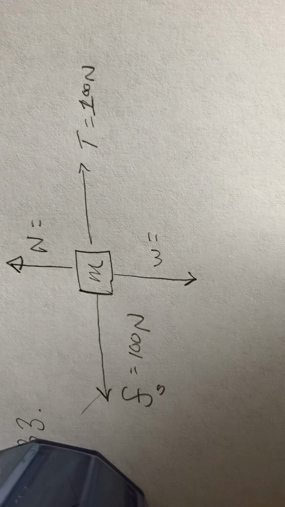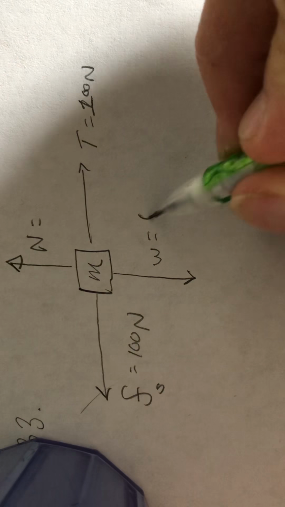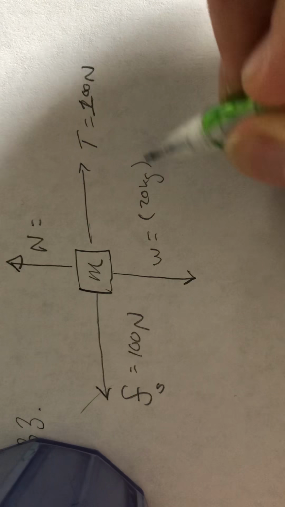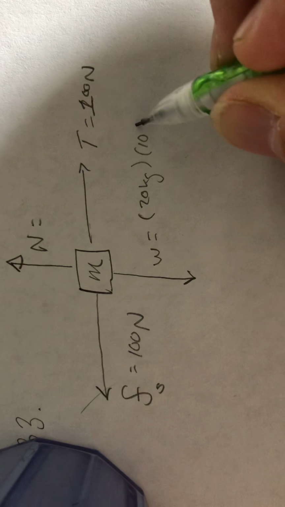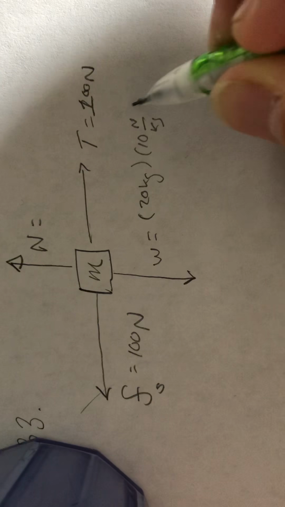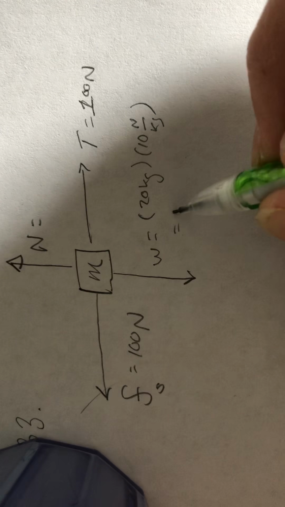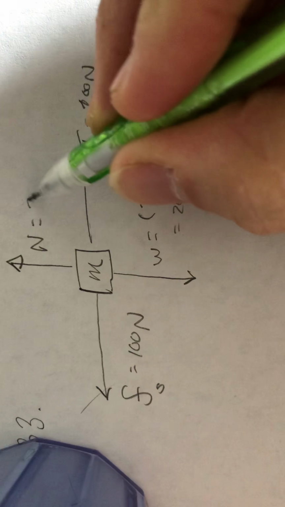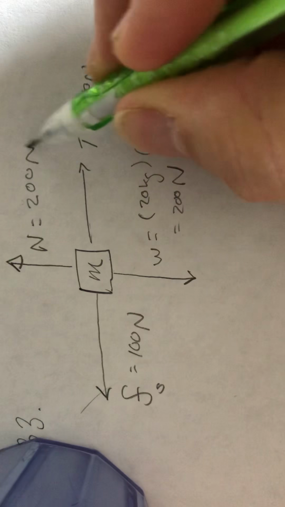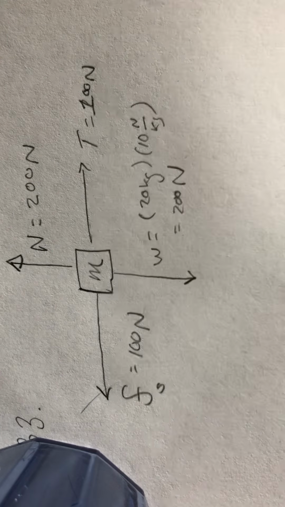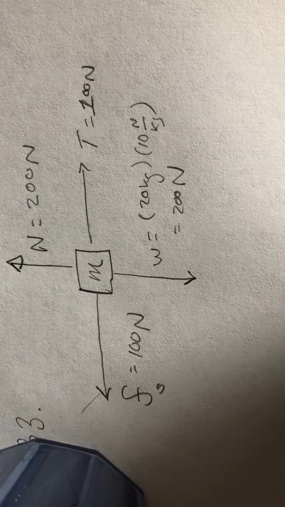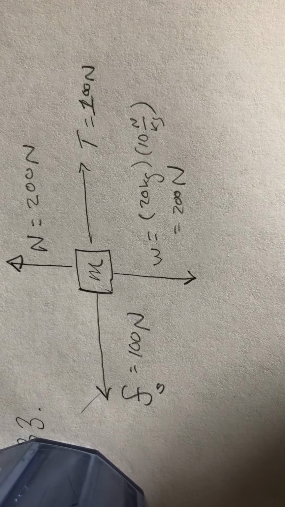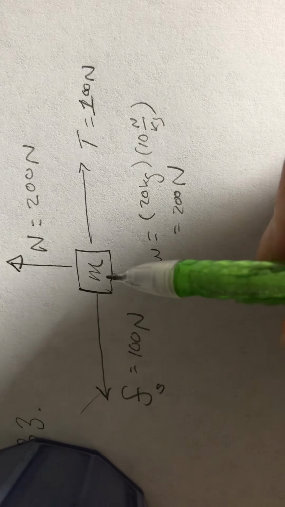So from there we can say, if I know that the mass is 20 kilograms, given in the problem, I'm going to multiply that by 10 newtons per kilogram, Earth's gravitational field strength. That's going to give us 200 newtons of weight, which says to us that the normal must also be 200 newtons because they're in equilibrium. We have all of the forces known and labeled, and so our job here is to understand what coefficient of friction means.